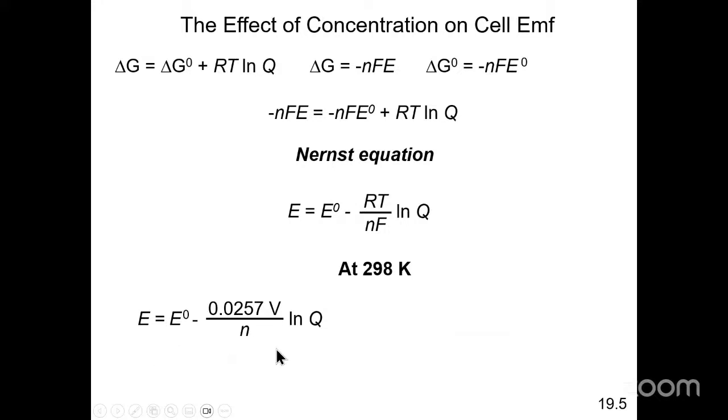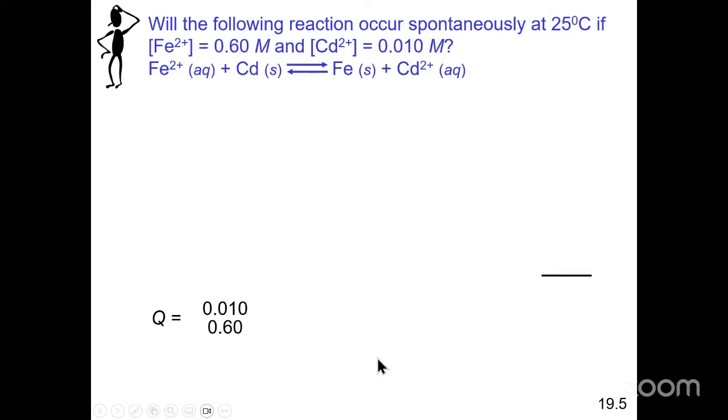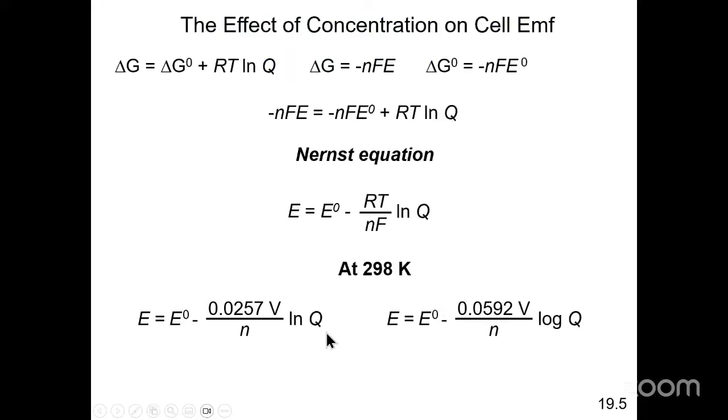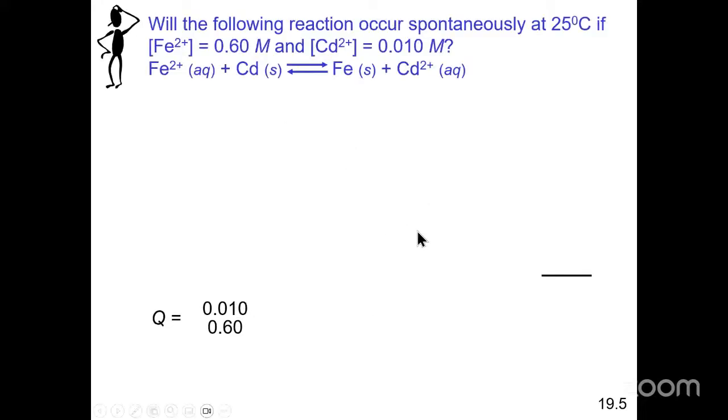And again, if you want to express your value in terms of log to the base 10, this is another way of expressing it. So again, these two are different ways of saying the same thing. Okay. So that's basically showing you the relationship between the EMF of the cell and the concentration as reflected in the reaction quotient. So let's apply this to this example right here.